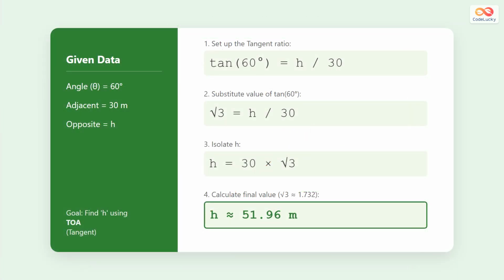Since we have opposite and adjacent, we use tangent. Tangent of 60 equals h divided by 30. Tangent of 60 is square root of 3. Multiplying by 30 gives us a height of approximately 51.96 meters.